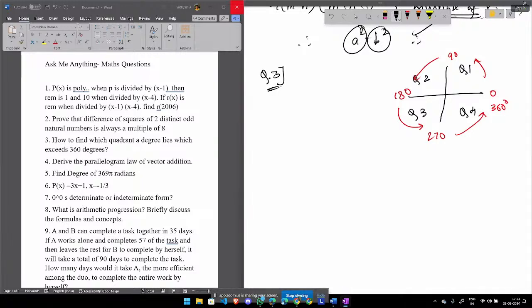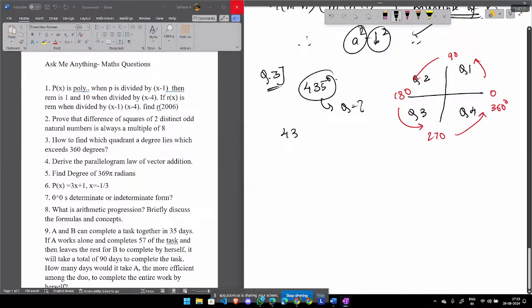What can we do? Suppose we have 435 degrees. Now you have to tell me in which quadrant it lies. I'll do 435 minus 360, and I get 75 degrees as the remainder. Now where does my 75 degrees lie? It lies in quadrant 1. So my 435 degrees would also lie in quadrant 1. It's straightforward, everyone should understand.